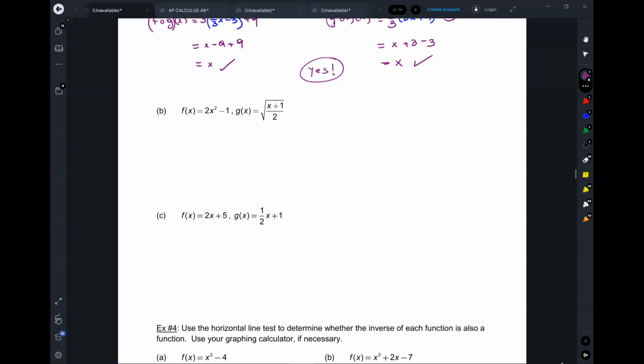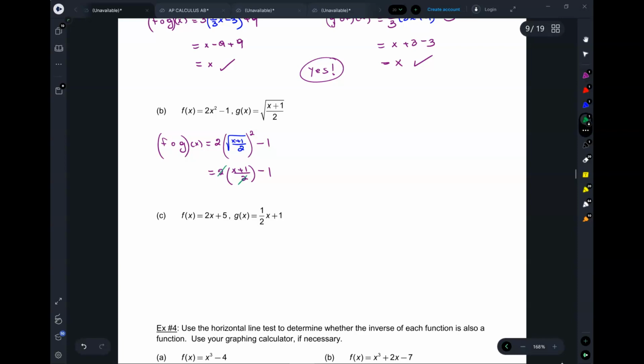Let's do f of g of x. We're going to be positive here. So 2 times, now let's put in the g of x. Square it, minus 1. Remember, do the exponent first. So 2 times x plus 1 over 2, minus 1. Is it like 2x plus 2 over 2? I can cancel the 2's there, right? So I get x plus 1 minus 1, which is equal to x.